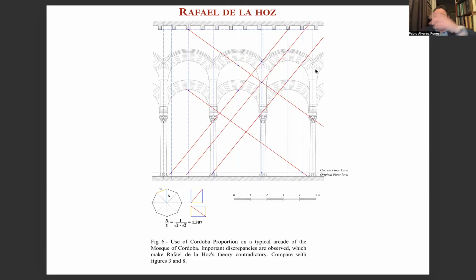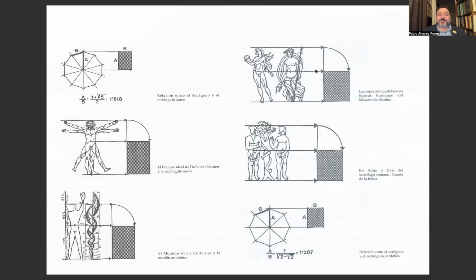And he starts putting this again, where the tracing fits, the tracing fits. And then he starts saying, this is the Cordoba rectangle. This is the man of Leonardo. This is Le Corbusier. So this is not only measuring, but also linking everything. So we're linking the rectangles that some kids have drawn, the octagon, Vitruvian Man, Le Corbusier, and some sculptures in a Roman sarcophagus in the Museum of Cordoba.